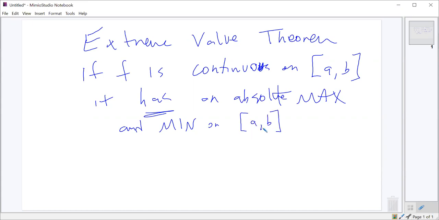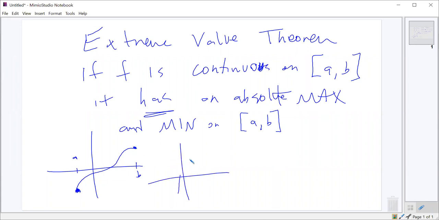Guaranteed. So if it is continuous from A to B, there will be an absolute max and an absolute min. It may occur at the endpoints. It may occur at interior points. But it is guaranteed that there is a max and that there is a min. Only if f is continuous on the interval from A to B.